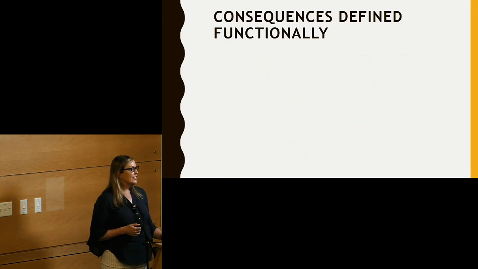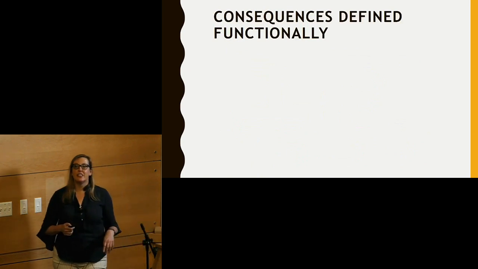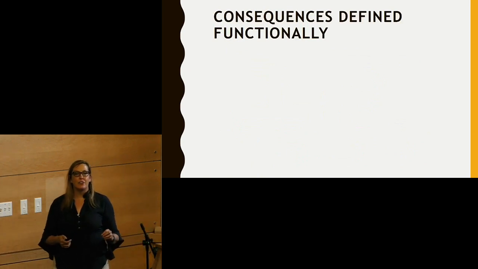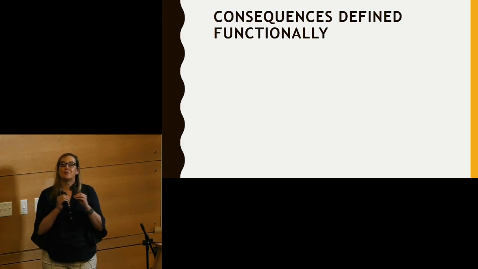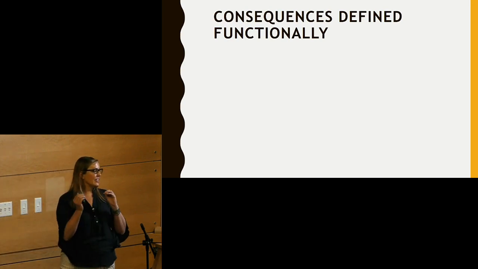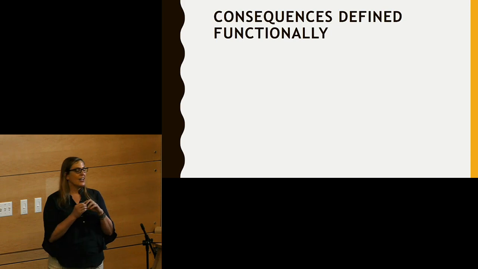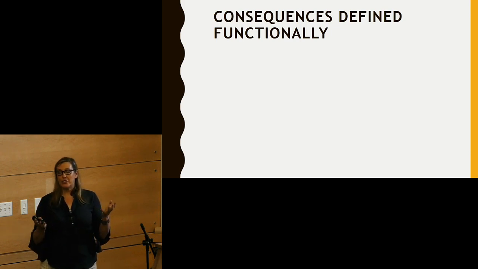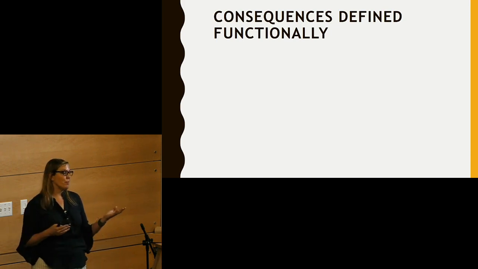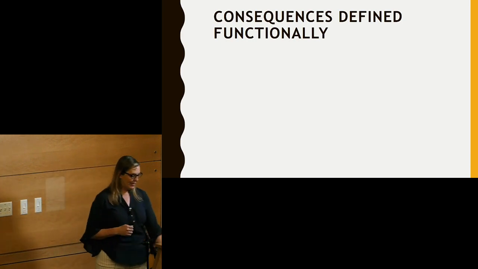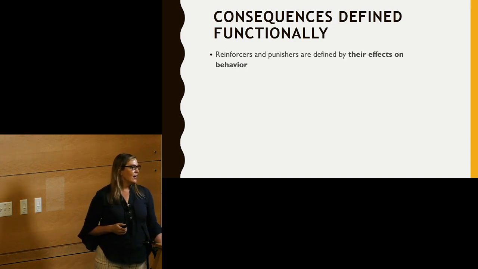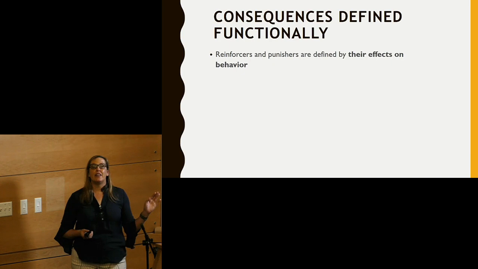The thing I'll mention here is that consequences are defined functionally. So if you hear somebody say, I used positive reinforcement and it didn't work, that's not true. Positive reinforcement is a relationship between the stimulus and the response. What they found is that what they were using was not a positive reinforcer. Positive reinforcement works because by definition it increases the future likelihood of the behavior that preceded it. So reinforcers and punishers are defined by their effects on behavior.